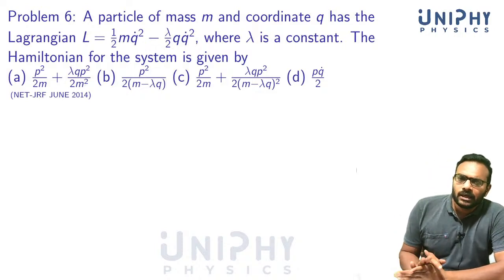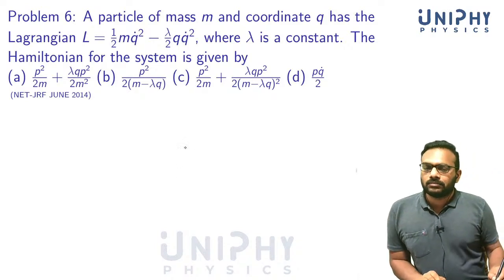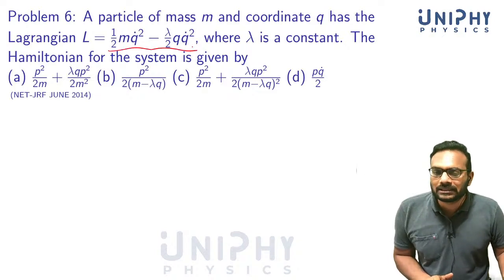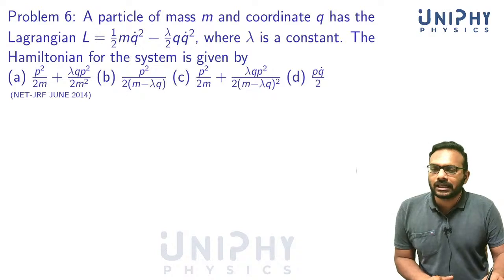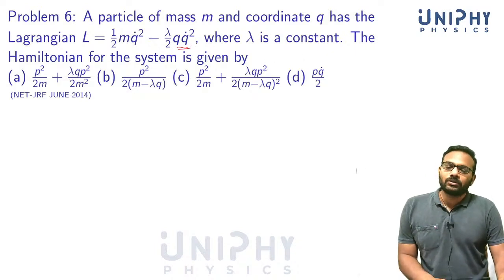A particle of mass m and coordinate q has the Lagrangian. All these problems are taken from previous CSIR NET questions. We have the Lagrangian L equal to half m q dot square minus lambda by 2 q dot square, where lambda is a constant. The Hamiltonian of the system is given by.